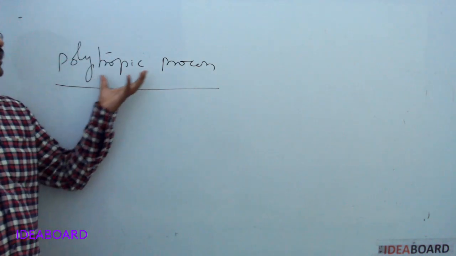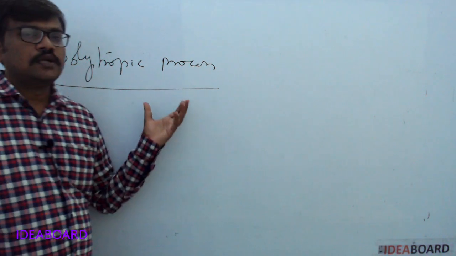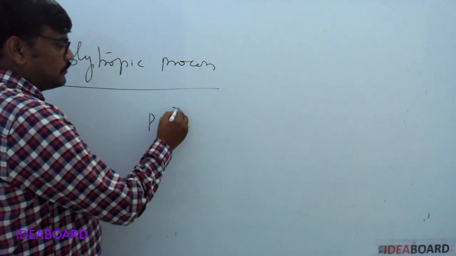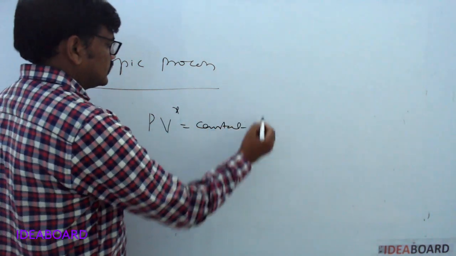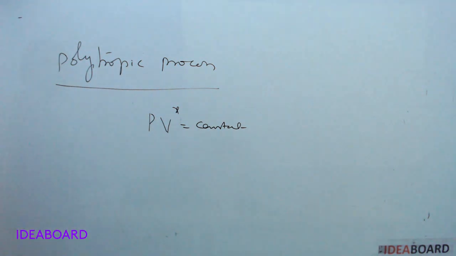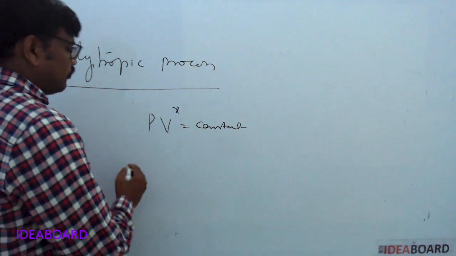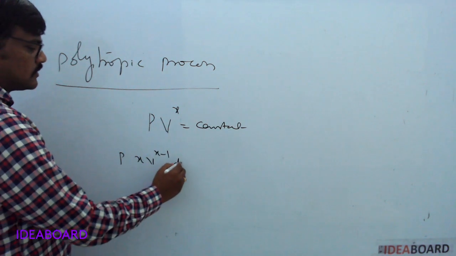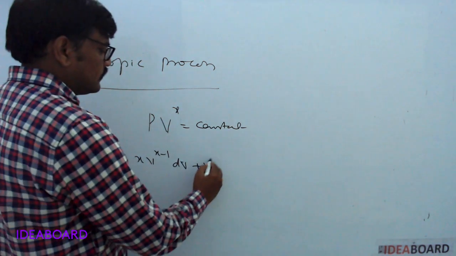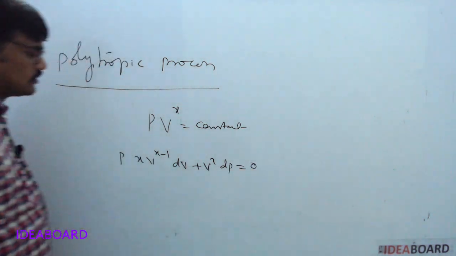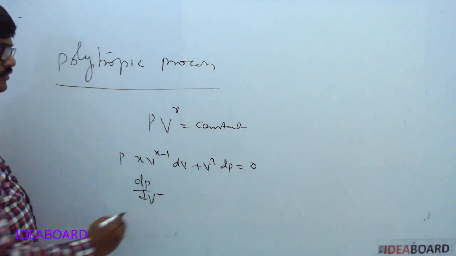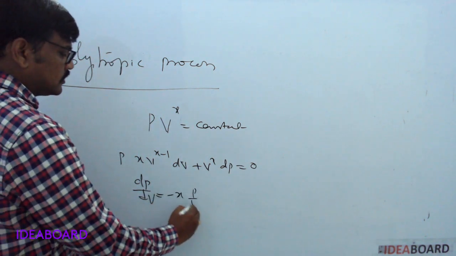And next one, polytropic process. In this polytropic process, if the process obeys the law P V power x equals constant, then this is called a polytropic process. Now differentiating this one, we get P into x into V power x minus 1 into dV plus V power x into dP equals 0. Therefore, dP divided by dV equals minus x into P by V.